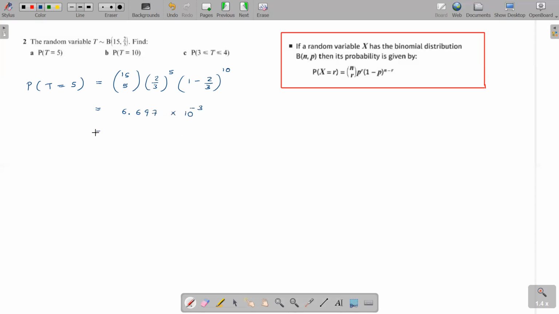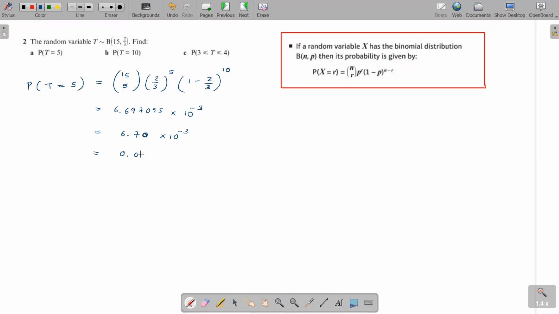So if you make it to 3SF, it's going to be 6.67, right? So in other words, this is 0.00667, isn't it? This is correct. Let me check again. Let me rewrite it. It's 6.697095, it goes on, 10 to the power minus 3. When you fix it to 3SF, the third figure is 9. When you add 1 to the 7, it's going to be 6.70, correct to 3SF.